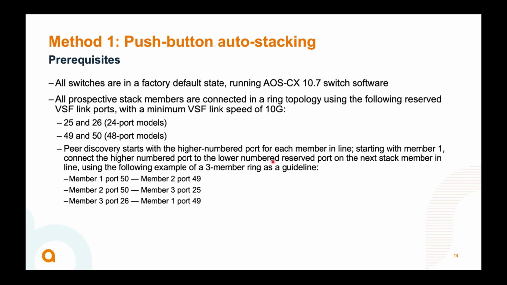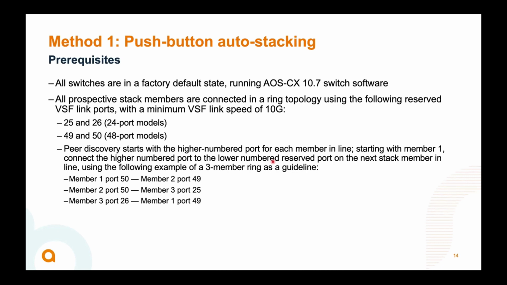All of your stack members are connected in a ring topology. Ring topology is always our prescriptive recommendation there, using the reserved VSF link ports with a minimum speed of 10 gig. Port 25 and 26 for the 24 port models, and 49 and 50 for the 48 port models. And because, as I mentioned earlier, peer discovery runs in a single direction from higher number port to lower number port, you need to cable the switches up such that the higher number port on your starting member is connected to a lower number port on each subsequent member in line.